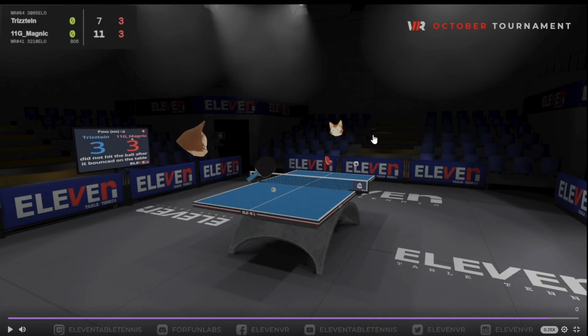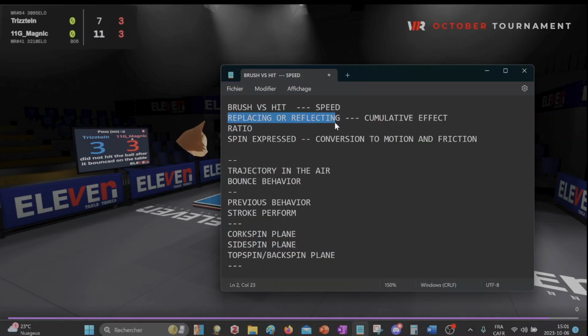Now, bear in mind that most of the time, we don't just replace or reflect the ball, right? We do some sort of a combination of both. So that's where table tennis becomes kind of tricky. The key aspect, I think, is that if you just have enough speed in your brushing, you won't have to worry too much about the reflecting. That's why working on speedy brushes is really the way to go in order to become a better table tennis player.